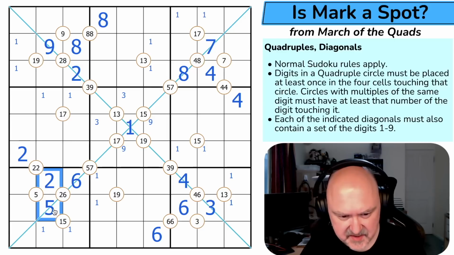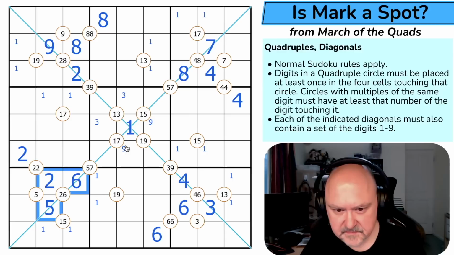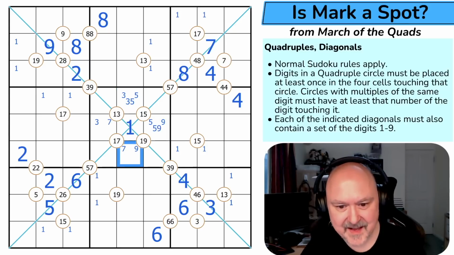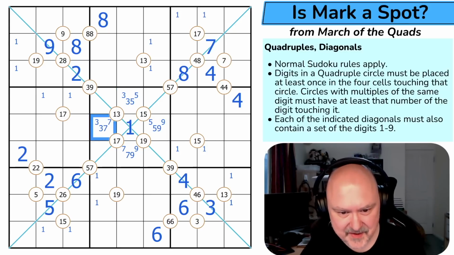I feel I should be continuing this somehow. Five is in one of these 2 now, because I can't put 5 on the diagonal, but it has to be around the quadruple. And 7 can't be on the diagonal. So these are 7. So this is 3 or 5. This is 5 or 9. This is 7 or 9. This is 3 or 7.